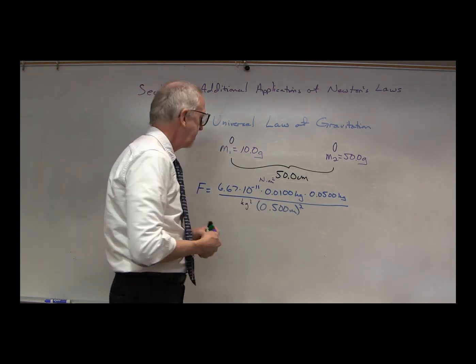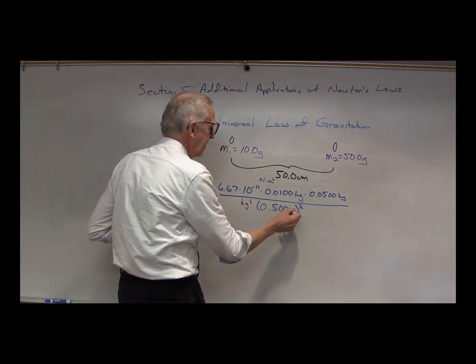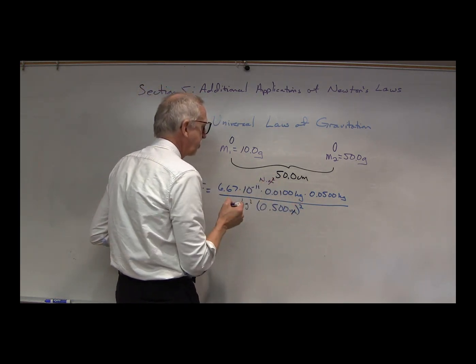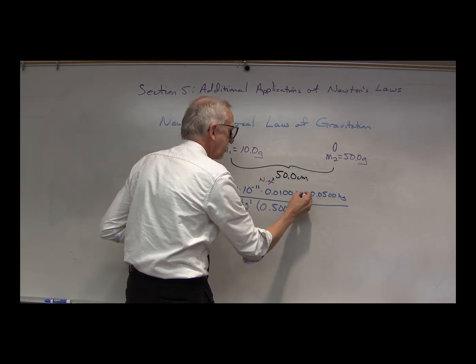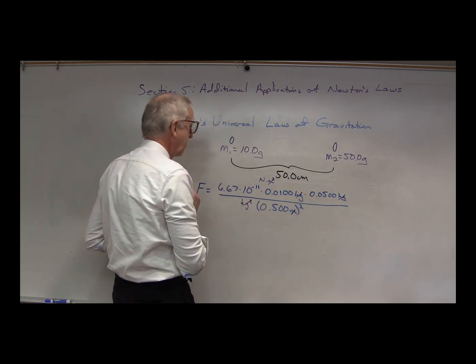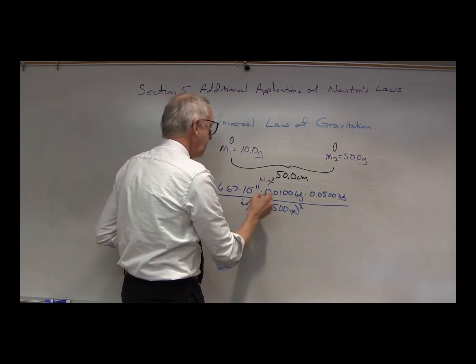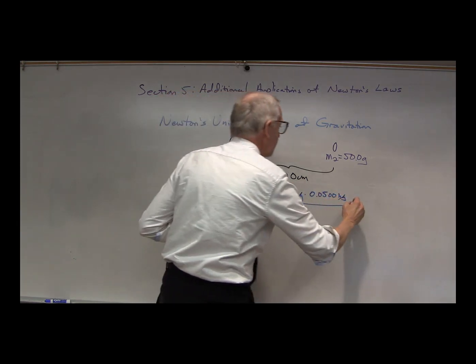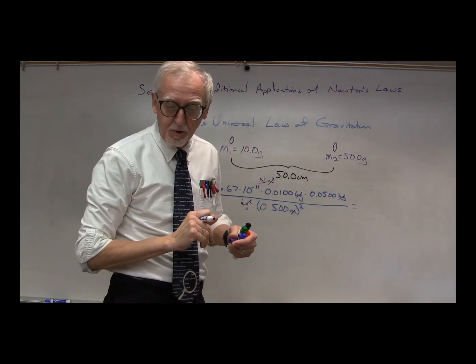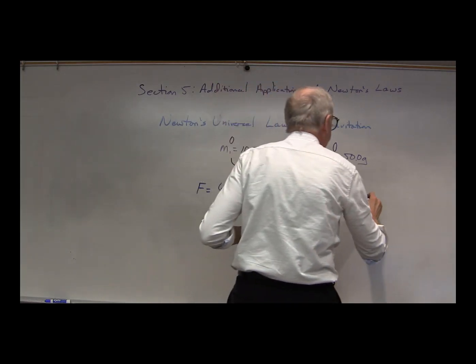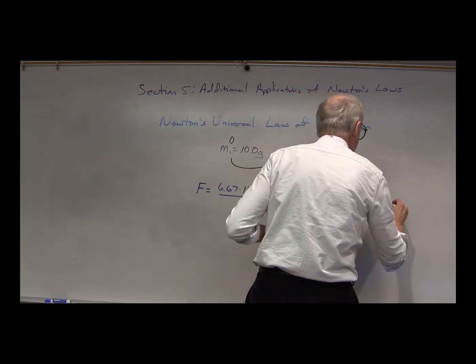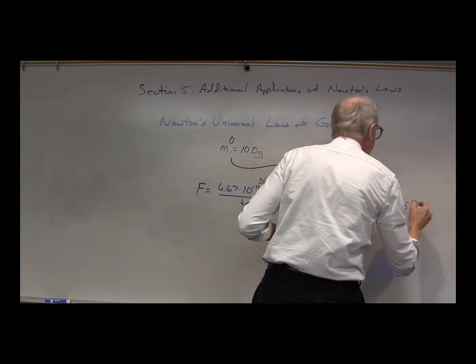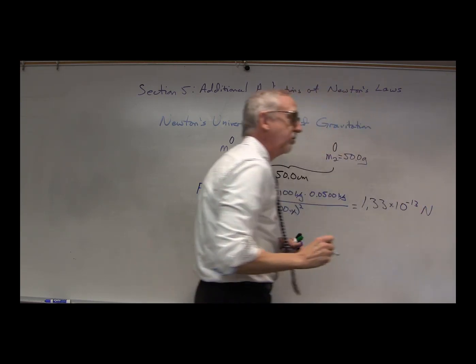Now let's notice the units. See, these work out. We've got meters squared. They cancel meters squared. We've got kilogram times kilogram, kilogram squared, cancel kilogram squared, and we end up with newtons. There we go. All right, very good. So what do we get when we multiply this out? We get 1.33 times 10 to the minus 13 newtons.